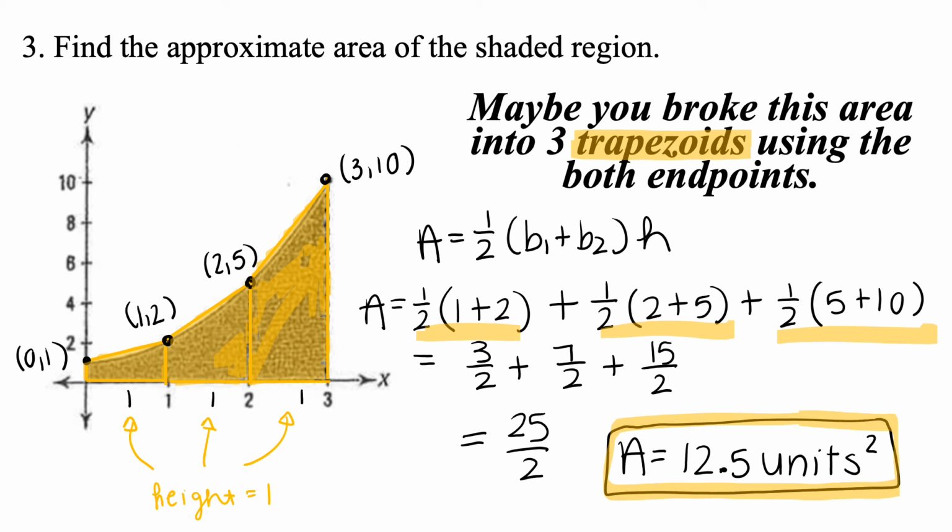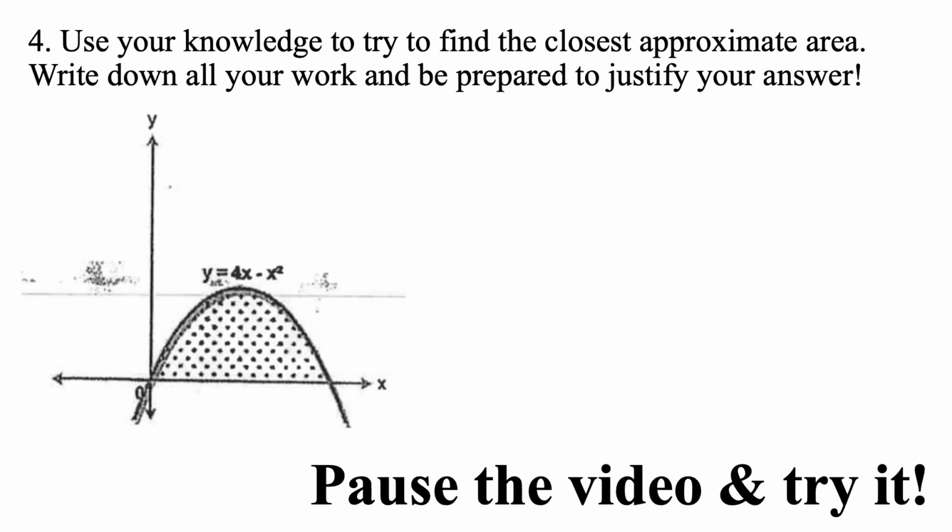Still not exact, still an approximate area, but maybe a little bit closer than either of the last two that we saw. So after exploring those few options, use your knowledge and what you've learned today to try to find the closest approximation, the closest approximate area of the shaded region here. Write down all of your work and be prepared to justify your answer in a little discussion. So go ahead and pause the video and try.